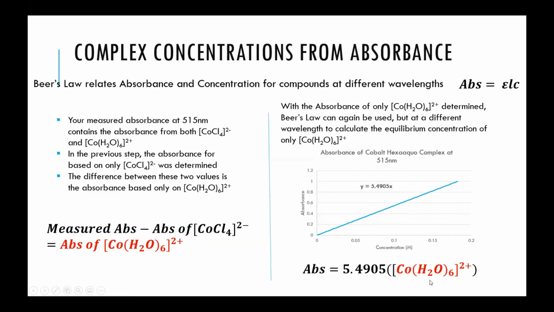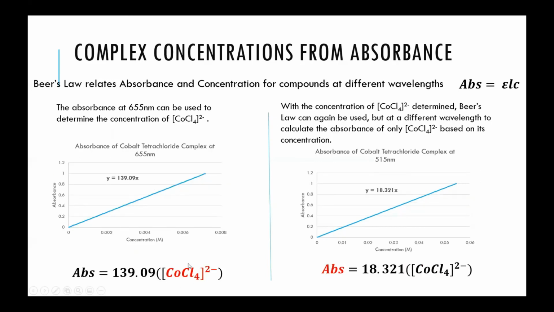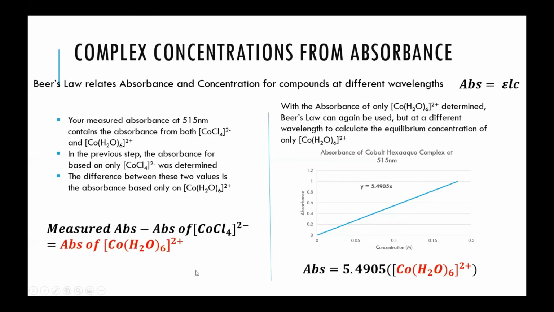And last, once you have the absorbance of that cobalt water complex, you can put that into one final Beer's law relationship where the absorbance is equal to 5.4905 times the concentration of the cobalt water complex. So you have this absorbance, you can plug that in here, and you're finally solving for the equilibrium concentration of the cobalt water complex. So from these measurements, you're able to determine the equilibrium concentration of the cobalt chloride complex, that's the blue color, and the cobalt water complex, which is the red color.